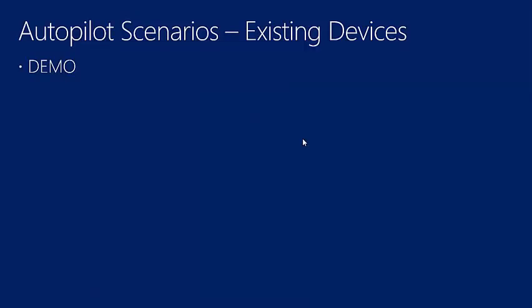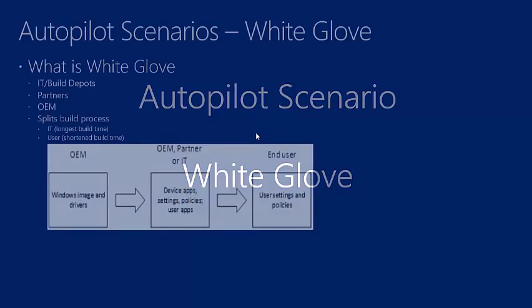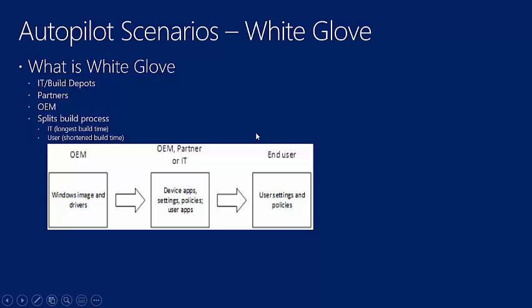All right, so another scenario is white glove. So I want to talk to you a little bit about this, show you how it works. Really similar to what we just did, but has a few little nuances in it. Want to show you what it is, tell you what it is. So specifically, white glove is the scenario where historically, maybe with imaging, organizations might have had build depots, places where they would build lots of machines and then ultimately ship to the end user. This is similar to that.